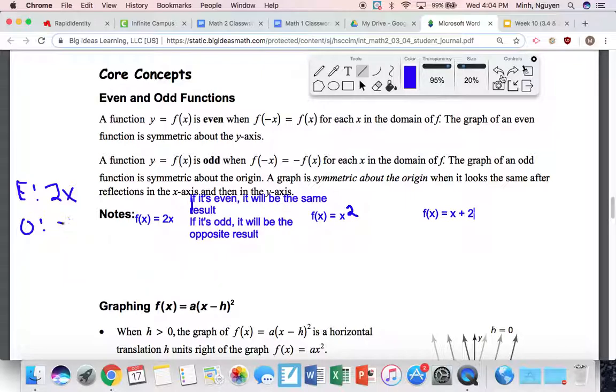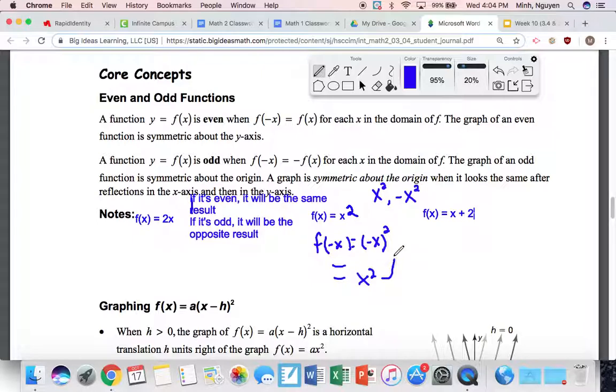If it's exactly the same, it will be x squared. If it is opposite or odd, it will be negative x squared. So let's plug it in. What is negative x times negative x? What is negative x squared? And the answer is positive x squared. So what is this? It is even.